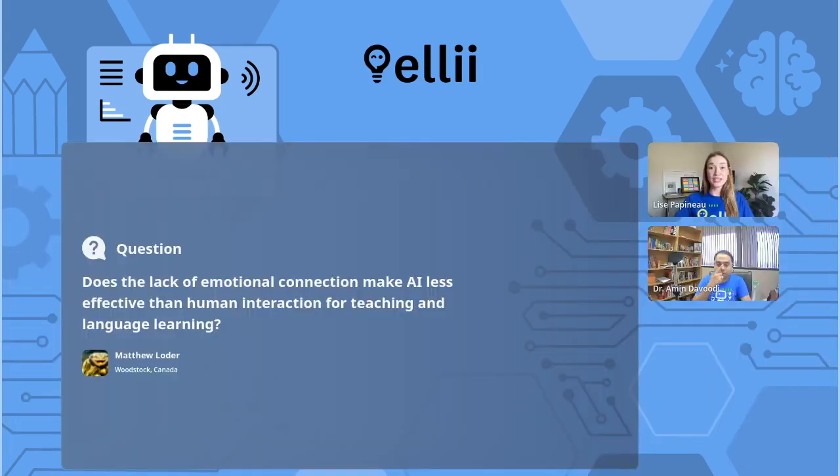That's neat. Okay, I think we've got time for one more question, and then we're going to have to wrap up and do our t-shirt draw. So here's our last one. Does the lack of emotional connection make AI less effective than human interaction for teaching and language learning?